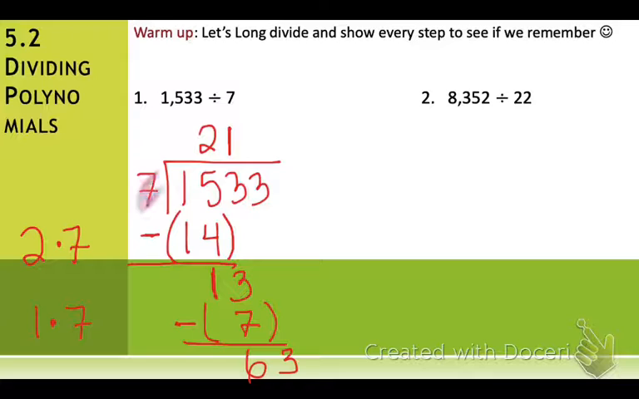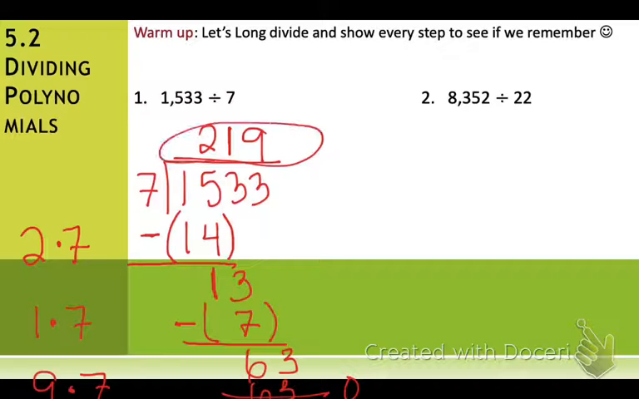How many times does 7 go into 63? Well, 7 goes into 63 9 times. And same thing, 9 times 7. I'll show it over here. 9 times 7 is 63. Subtract, I get 0. So there's no remainder here. So my answer is 219.